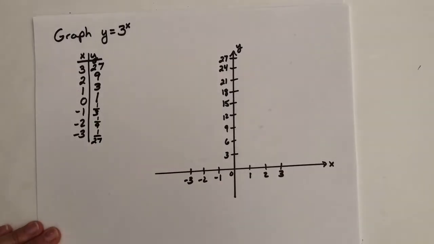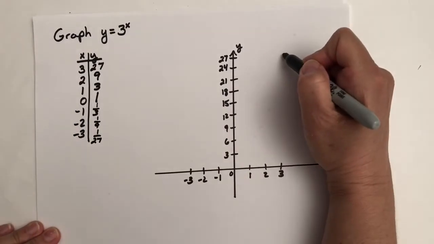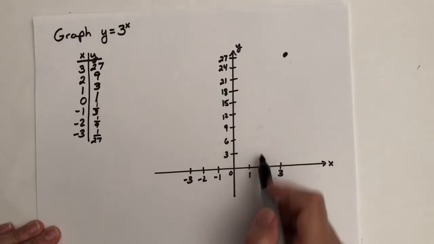So let's plot these points. 3, 27 is up here somewhere. And then we have 2, 9.